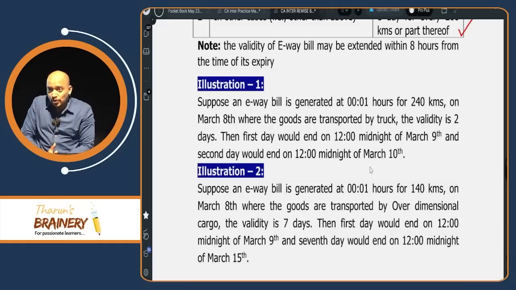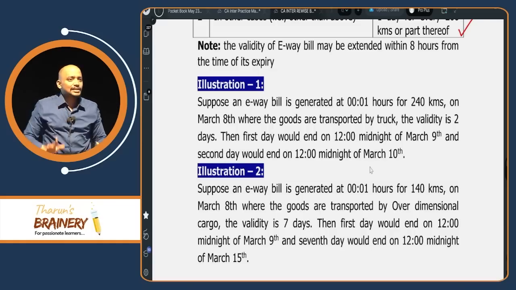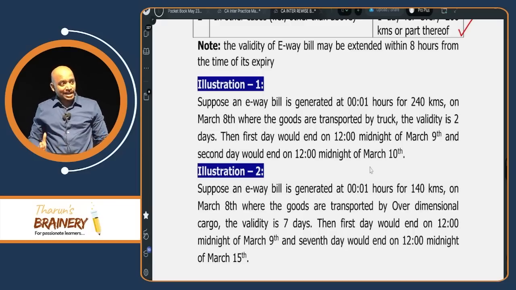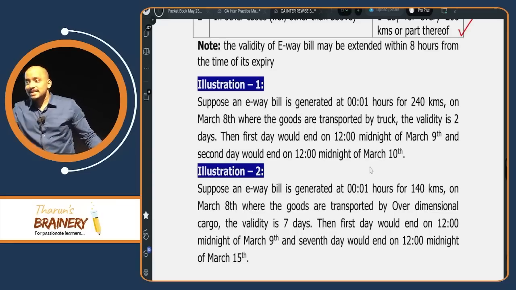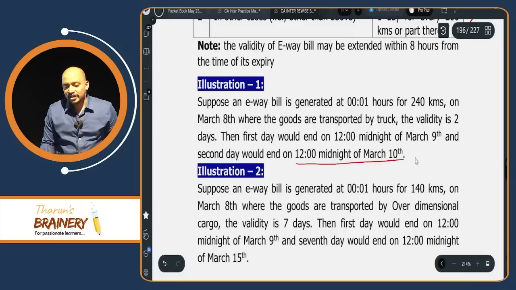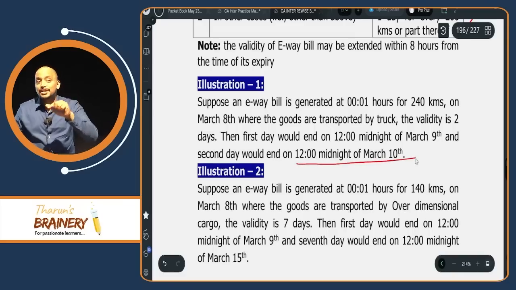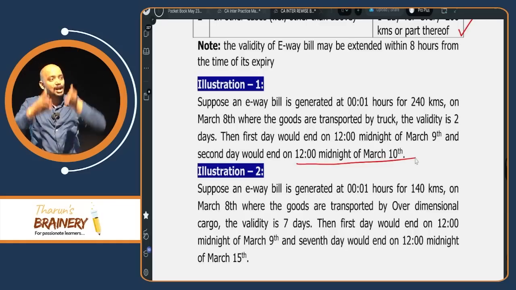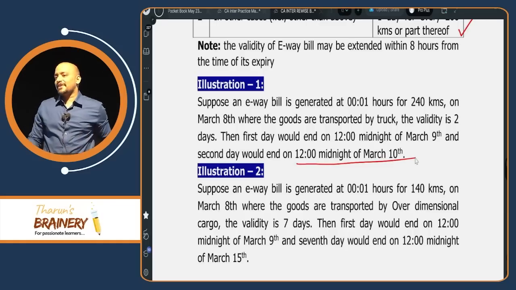8th midnight to 9th midnight, 1 day. Correct? 8th only now we generated. So 8th midnight to 9th midnight, 1 day. 9th midnight to 10th midnight, 2nd day. So therefore the validity will end by 12 midnight of March 10. Always it is advisable to generate e-waybill in the early mornings, so that full day also we have for the purpose of validity.